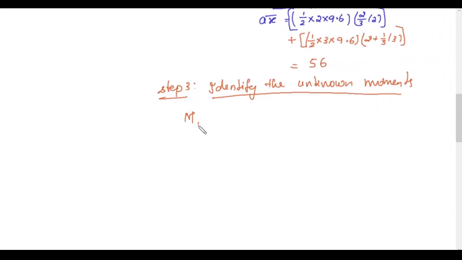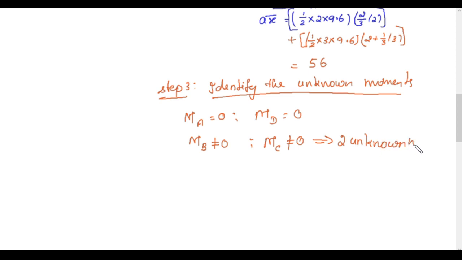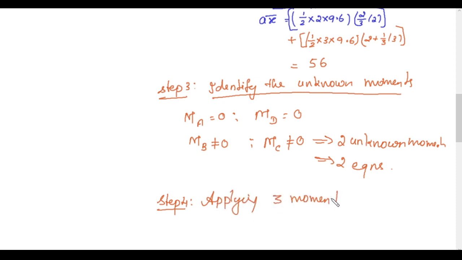Moment at A will be equal to 0. Moment at D will be equal to 0 because they are extreme supports, simply supported. But moment at B is not equal to 0 and moment at C is also not equal to 0. Now, we have two unknowns, MB and MC. Therefore, we need two equations, we require two equations of three moments. Now, we will apply the equations of three moments. So, that is our step 4, applying the three moment equations.